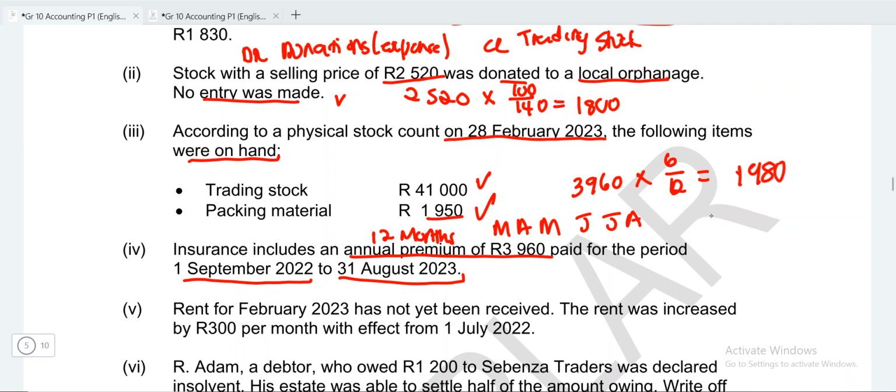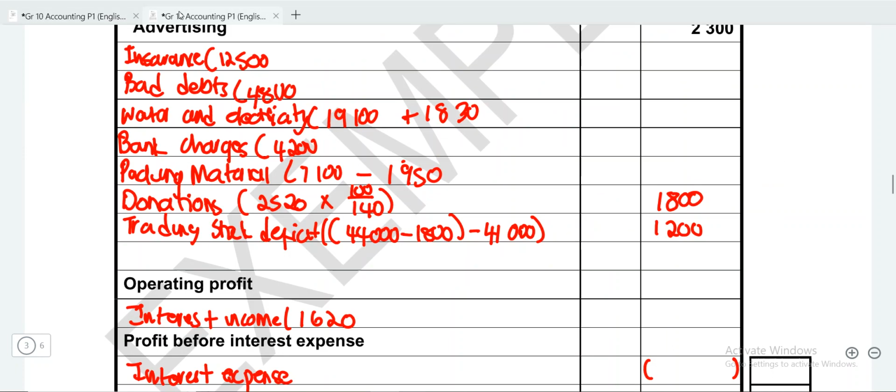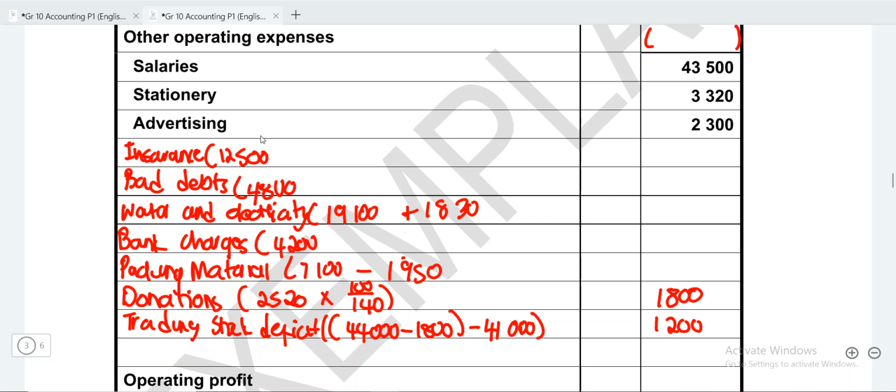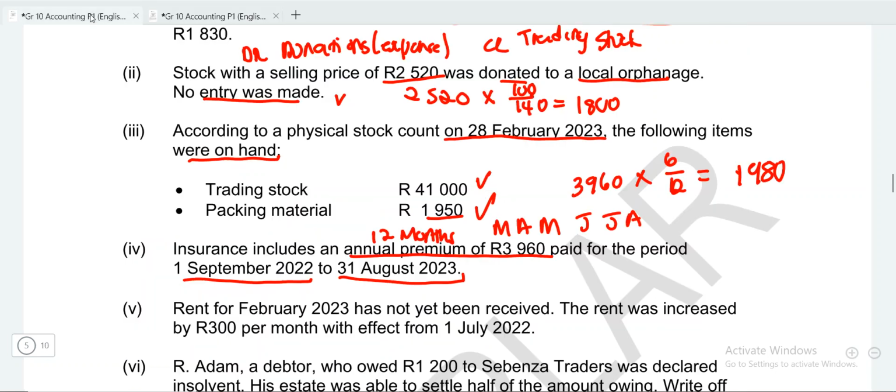So this 1,980 was paid in advance for the next financial year. So I must subtract it because it has overlapped to the next financial year. So I would have under insurance, I'd say minus 1,980, and this part will be 2 marks here. So very important for you to make sure that you understand how it was calculated.